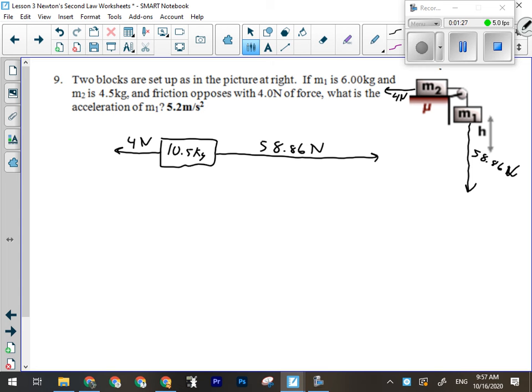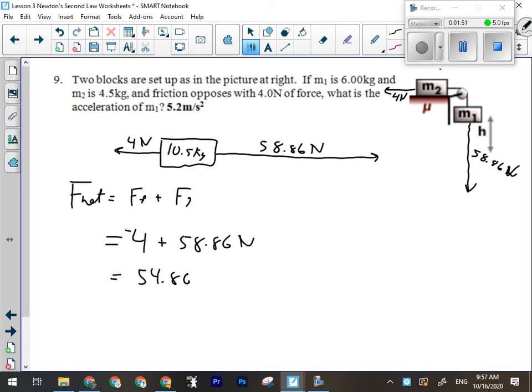Net force, and I can calculate that using the vector sum of all forces. So that'll be force of friction plus force of gravity acting on the 6 kilogram mass. So we'll have our negative 4 newtons plus our 58.86 newtons, which is going to give us 54.86 newtons. Everybody all right with that? So we got a net force of 54.86 newtons.